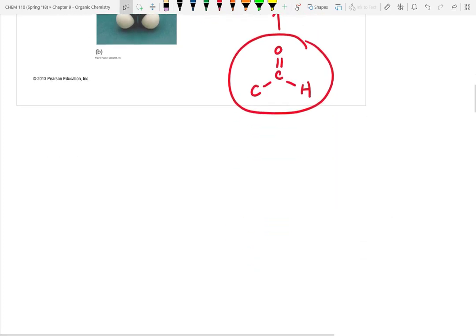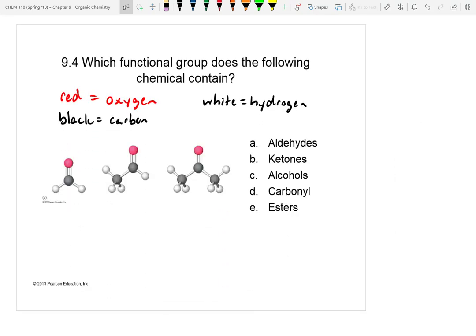All right, let's do a few more. So the red balls equal oxygen, black balls equal carbon, and white equal hydrogen. So which functional group does the following chemical contain? For all of them. And then we'll be specific later. So they all look different from each other, but when I'm looking at this, they all have this commonality. What do we call anything containing a CO double bond? Not quite. That'd be a OH coming off. Carbonyl.